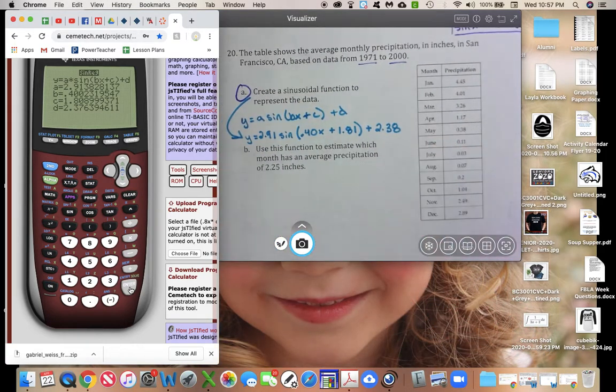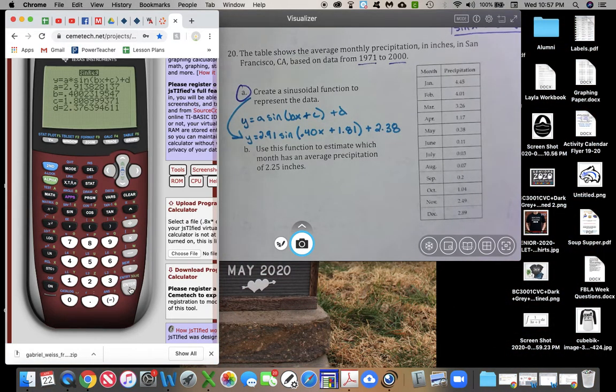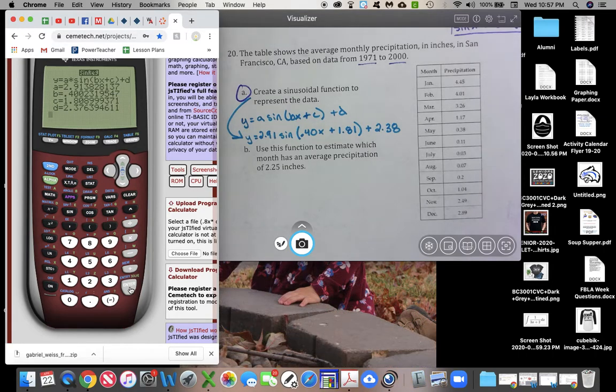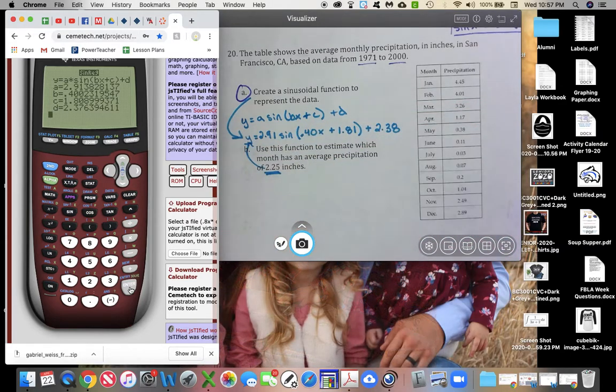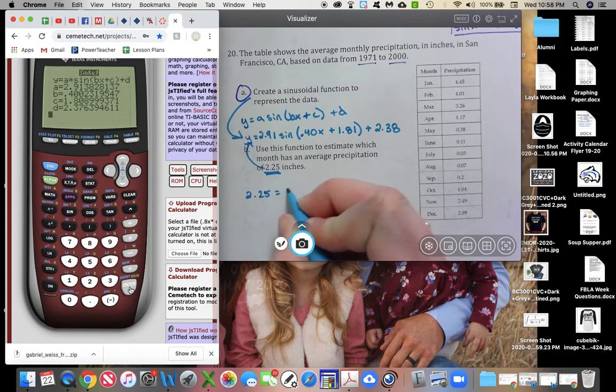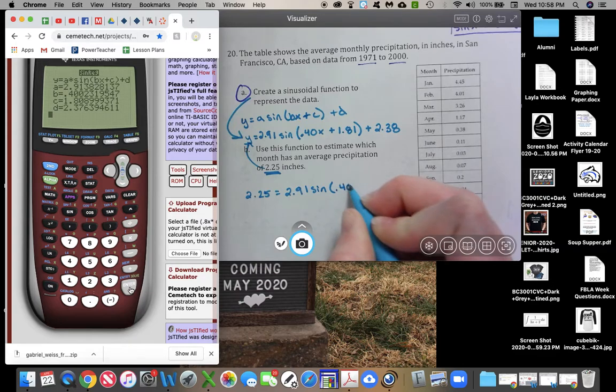Y equals that junk. Okay, use this function to estimate which month has an average precipitation of 2.25 inches. So we need to figure out where it is going to live, and we're going to plug it in for y. So I'm going to go ahead and do part B as well. 2.25 equals all that junk. Okay, you might not have to write this all out, but I always do.